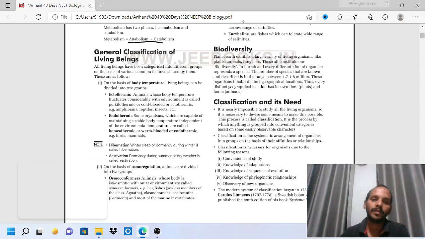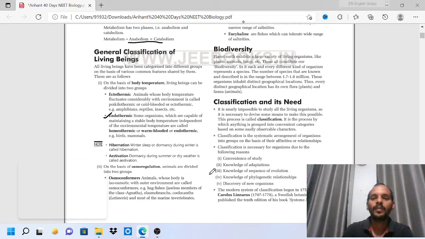Some general classification is according to different bases, like on body temperature. It is divided into two types: ectothermic, endothermic. Ectothermic means cold-blooded animals, and endothermic means warm-blooded animals. Cold-blooded animals means their blood temperature changes according to the environment, so they are known as cold-blooded animals. And endothermic means their body maintains itself. They cannot change according to their environment. Means in our body, in a warm season or in a cold season, we maintain our body at 37 degrees Celsius. So it is known as warm-blooded animals.